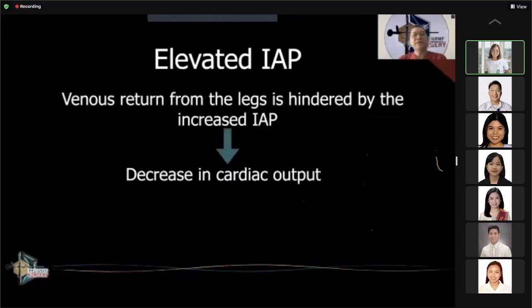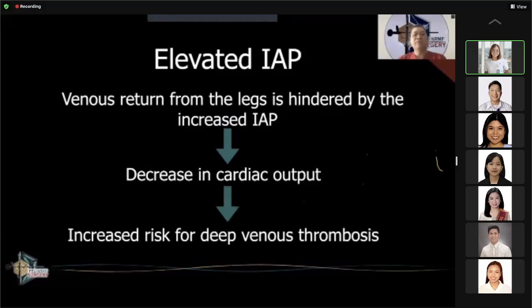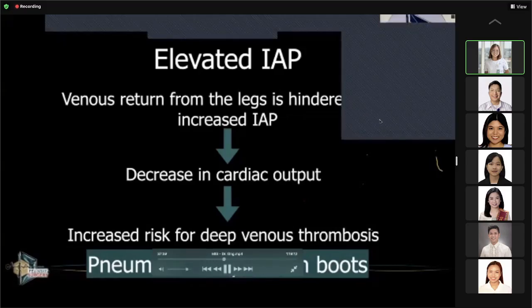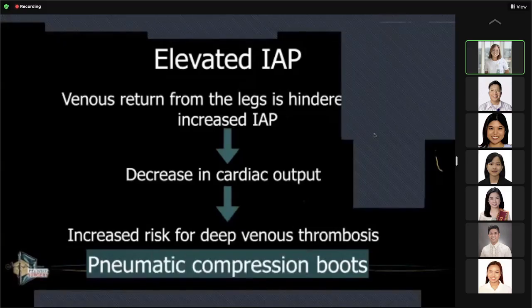Okay, so this is the effect of the decrease in the venous return, decrease in the cardiac output, and it may also result in deep vein thrombosis. So in some patients, for prolonged surgery, especially advanced laparoscopic surgery, you have to place pneumatic compression boots on your patients to compress their legs so as to prevent deep vein thrombosis.